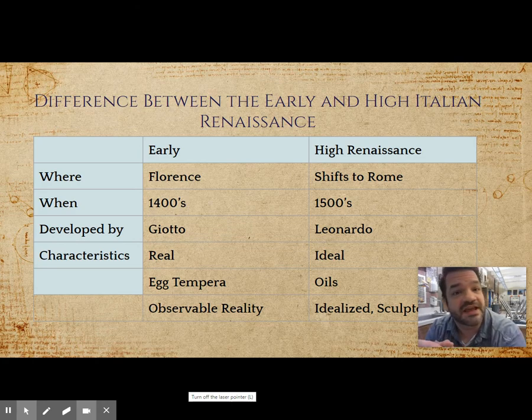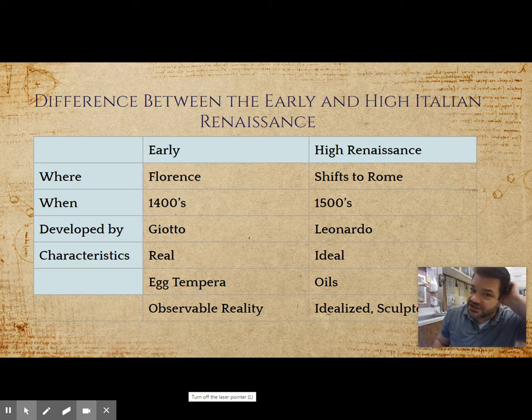They're going to be using that egg tempera, and they're going to be trying to recreate observable reality by using such things as linear perspective to recreate their world. We're going to be seeing the first nudes that we've seen in 1,000 years. And they're going to be heavily patronized by the families of Florence, by the Medici, by the Pazzi, and by others, the Rucellai family, and by other wealthy families within Florence.